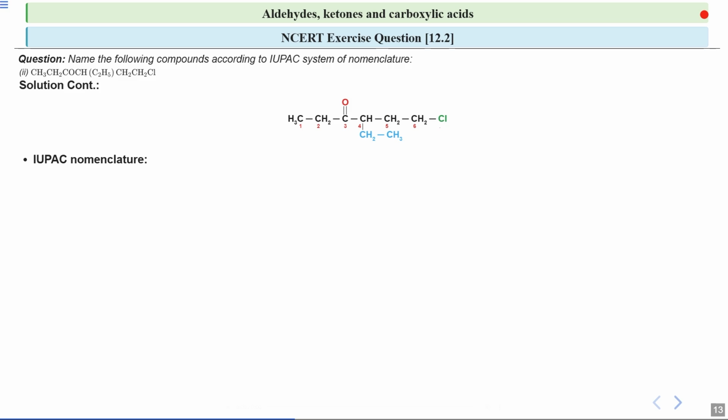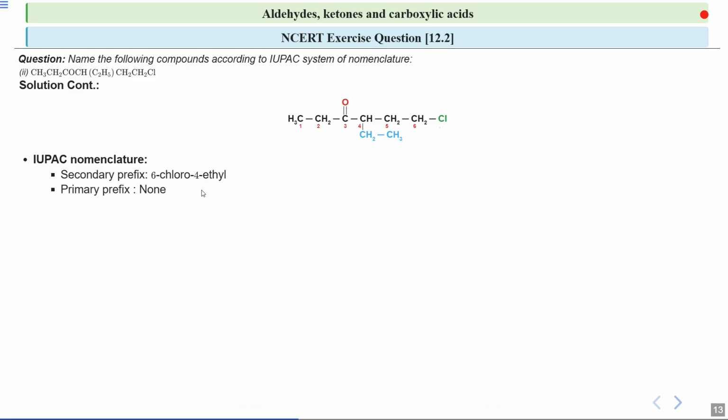So we will now see the IUPAC nomenclature. First we will talk about the secondary prefix. This is the names and the positions of the substituents that are attached to the main chain. If you see over here in this compound, we have a chloro group which is attached at the 6th carbon, and we have an ethyl group which is attached at the 4th carbon. So the secondary prefix is 6-chloro, 4-ethyl.